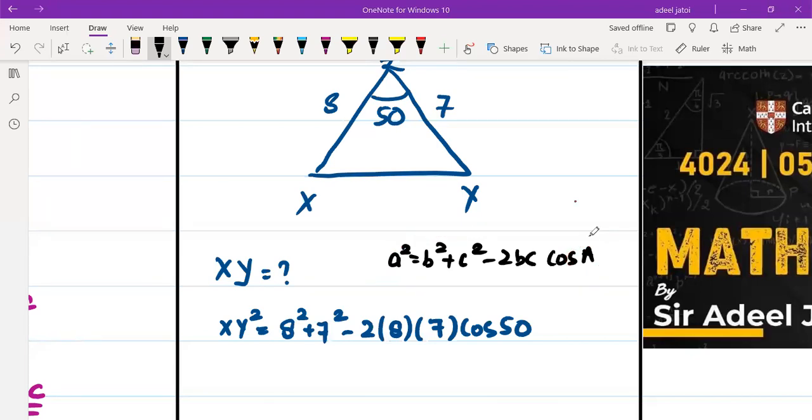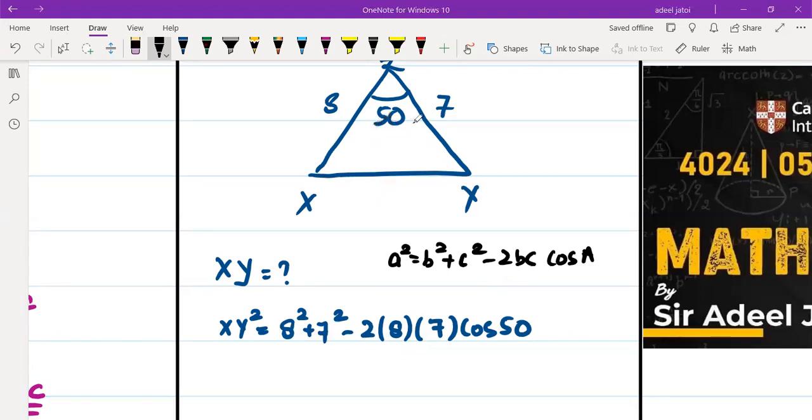Similarly, since we had to find xy, I wrote xy square. The two sides are 8 and 7, so 8 square plus 7 square. You can always write it as 7 square plus 8 square as well. Minus 2, that is in the formula, b and c, 8 and 7. And cos 50 is basically opposite to the side that we need to find out. So that is cos 50.